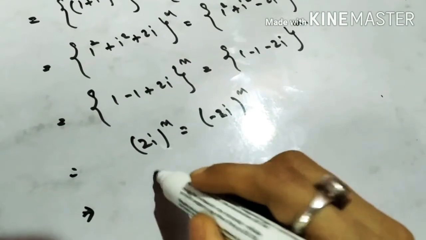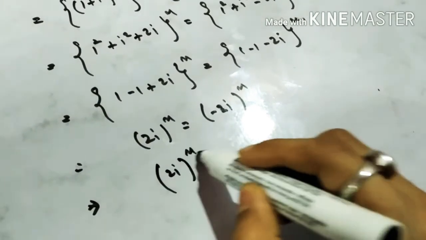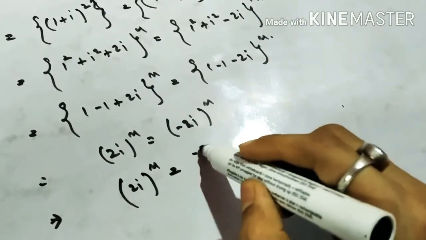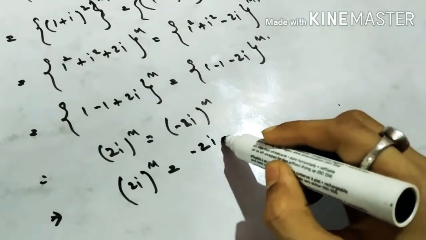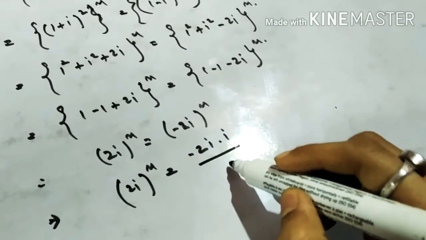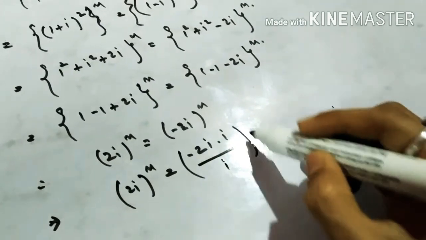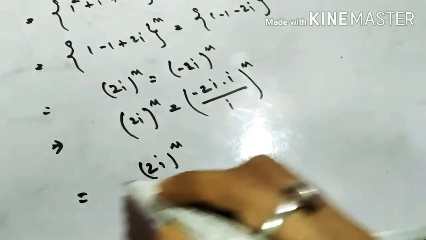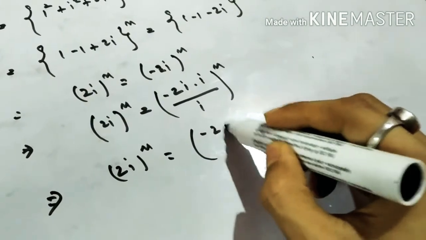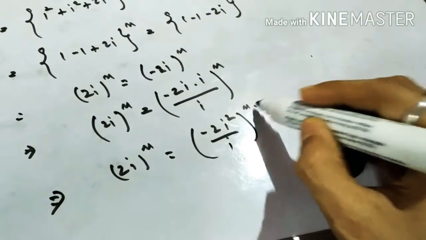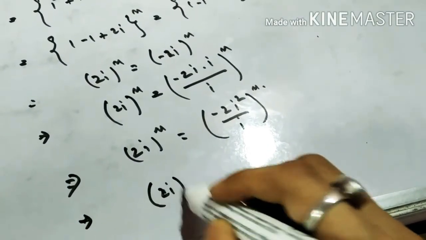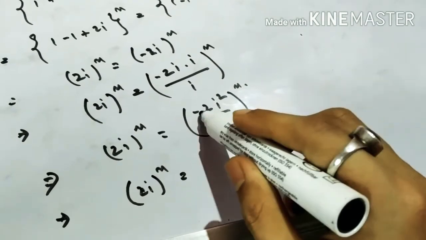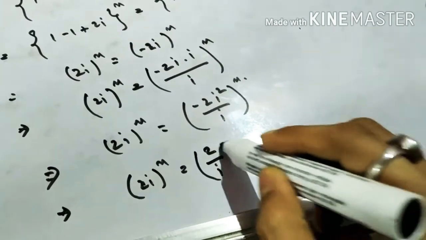So now, in here, one thing I can do: (twice i)^n is equal to (minus twice i into i by i)^n. So this, it will be (twice i)^n is equal to (minus 2i^2 by i)^n. (Twice i)^n is equal to this, it will become (minus 1 into minus 2, 2 by i)^n.